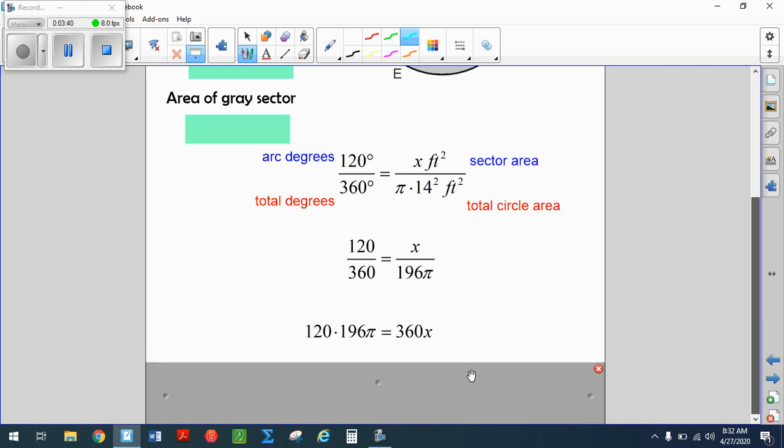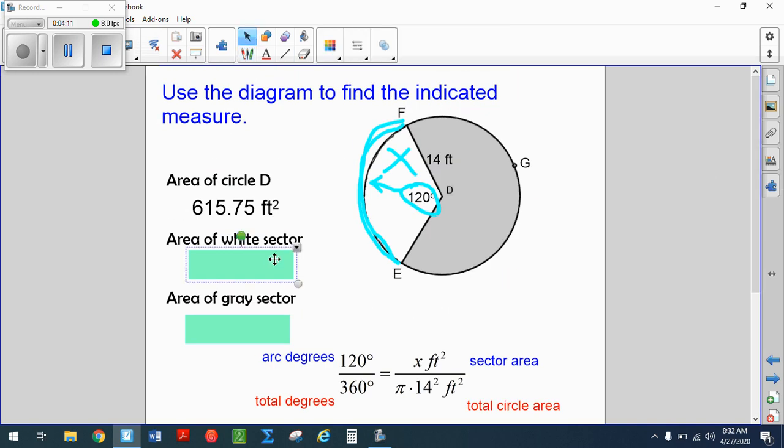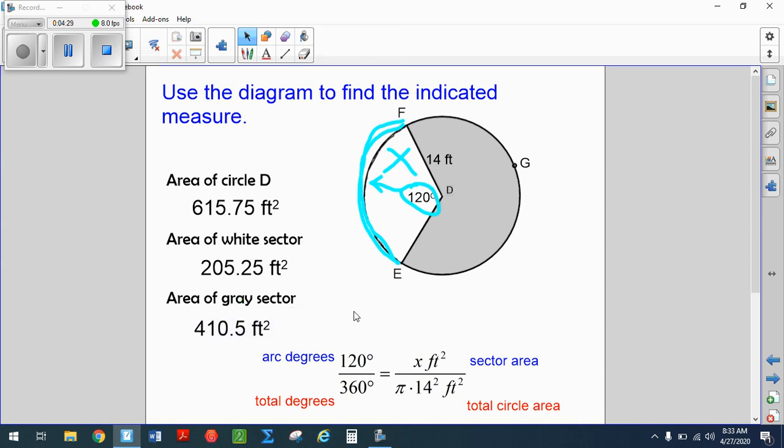Then I cross multiply. 120 times 196 pi is equal to 360 times x. Divide both sides by 360. 120 times 196 is 23,520 times pi, and then divide by 360. So the area of my sector that we said was x is 205.25 square feet. That's the area of the white sector, which we marked with a blue x. The area of the gray sector is going to be the entire area of the circle minus the area of the white. So 615 minus the 205, it's going to be 410.5 square feet.